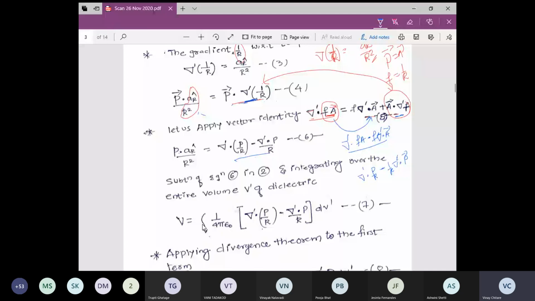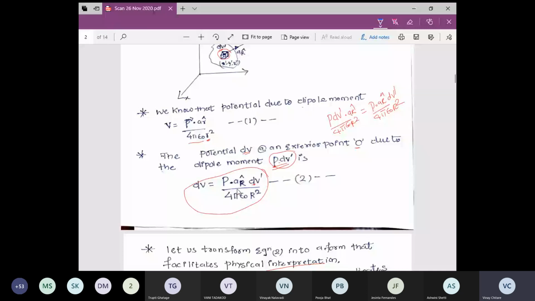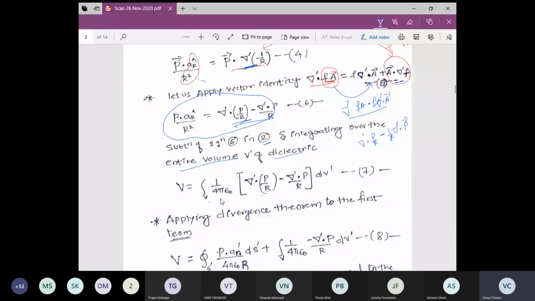Now substituting this, equation 6, in equation 2, and integrating over the entire volume v prime of the dielectric. So p dot a_r by r square, I can write it as this term. And I'll integrate it throughout the volume, so that I get the complete potential field due to this polarized dielectric material.